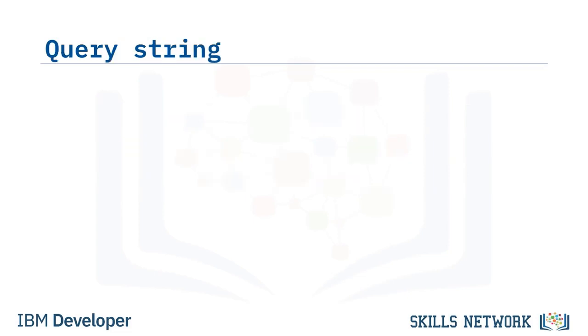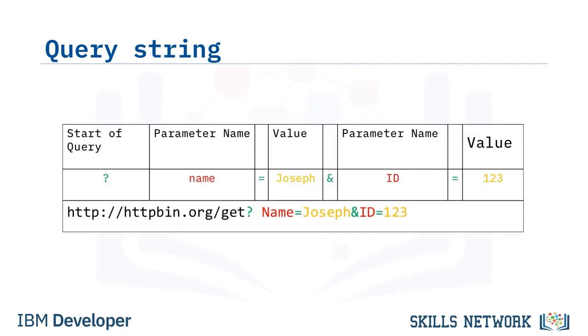After GET is requested, we have the query string. This is part of a Uniform Resource Locator, or URL, and this sends other information to the web server. The start of the query is a question mark, followed by a series of parameter and value pairs, as shown in the table below. The first parameter name is name, and the value is Joseph. The second parameter name is ID, and the value is 123. Each parameter and value pair is separated by an equal sign. The series of pairs is separated by the ampersand.